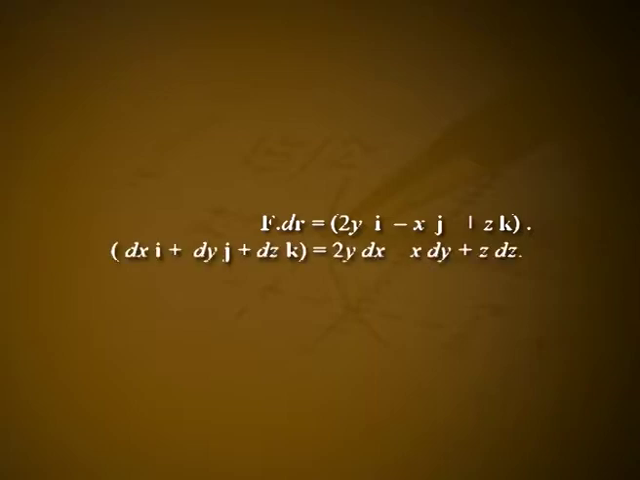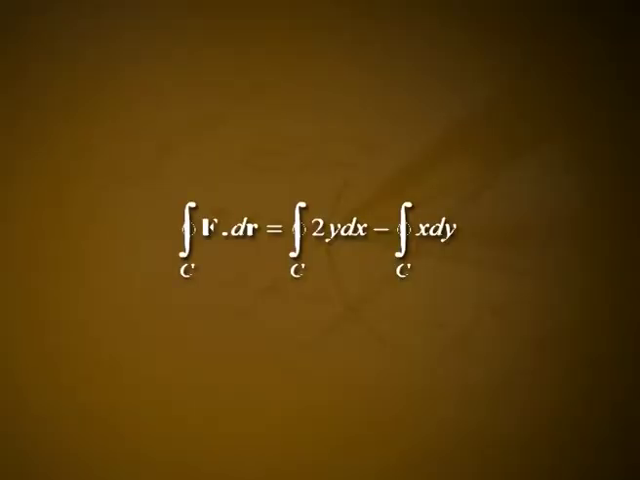Here boundary C of S is a circle in the xy plane of radius a and center at the origin. That is, C is the circle x square plus y square equal to a square. Now f dot dr is equal to 2y i minus x j plus z k dot dx i plus dy j plus dz k, which is equal to 2y dx minus x dy plus z dz. Along C, z is equal to 0, so that dz is equal to 0. Hence, circulation over C f dot dr is equal to circulation over C 2y dx minus circulation over C x dy.